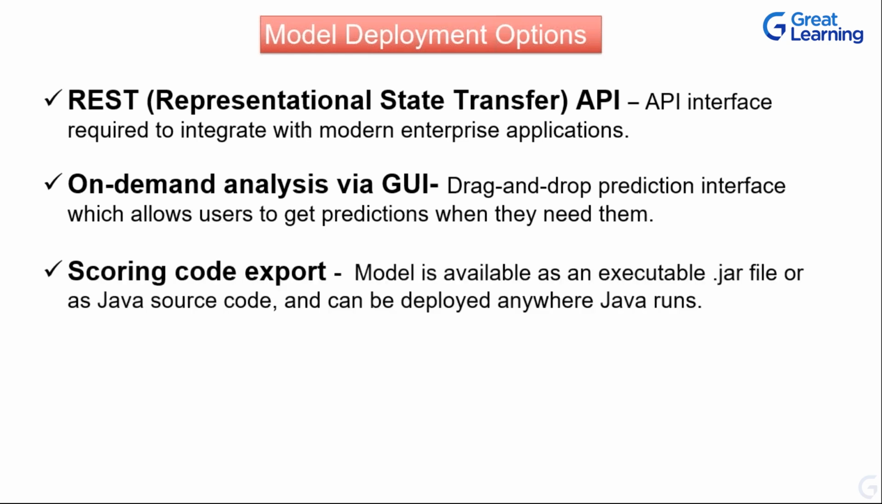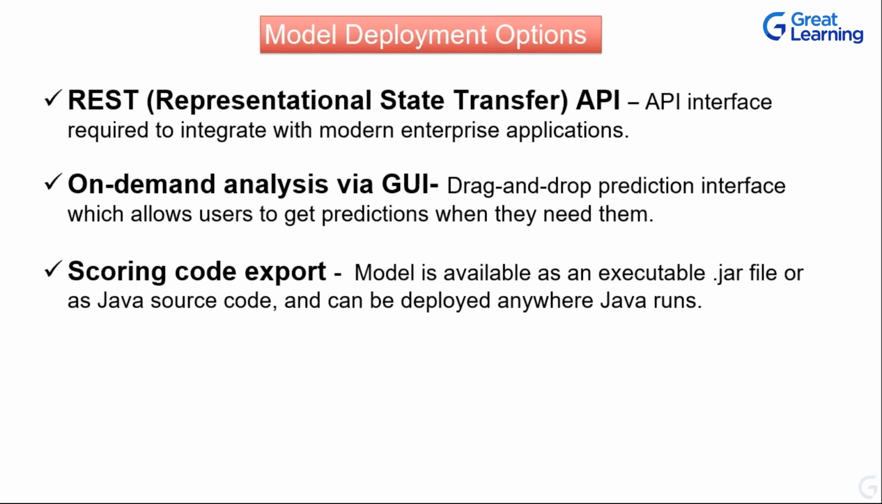Scoring code export means the model is available in an executable jar file or as Java source code and can be deployed anywhere Java runs. So this is like an executable code which I make, and that's what I deploy. You do not worry about the jar files and anything like that.